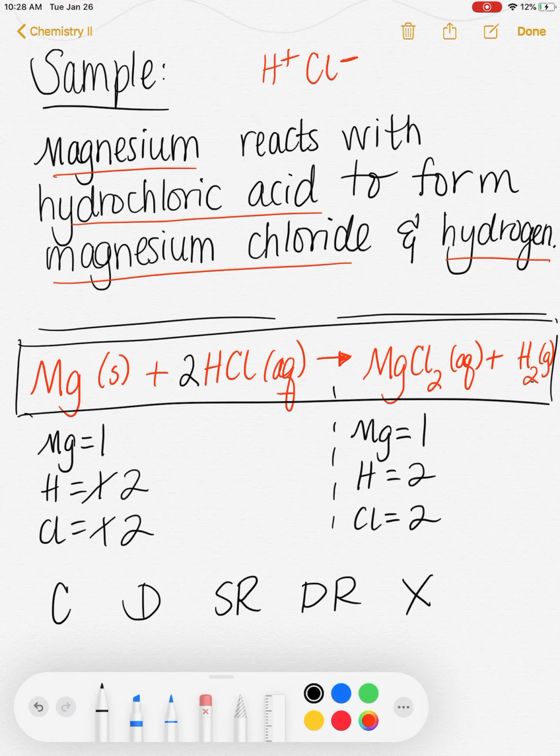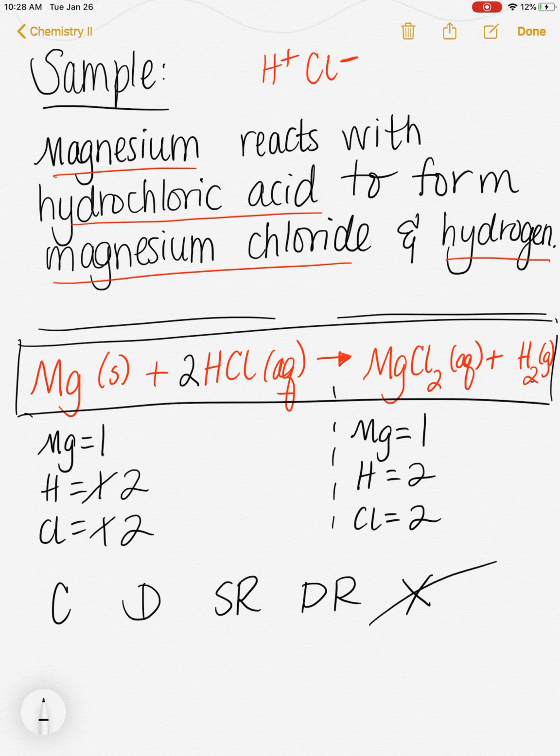This absolutely cannot be combustion because it's not reacting with oxygen to make CO2 and water vapor. It cannot be decomposition because I'm not starting with one thing and breaking it down. Likewise, it can't be combination because I'm not starting with two things and forming only one. So is this single replacement or double replacement? Well, a single replacement has to have one lone element reacting with the compound. Double replacement has two compounds reacting.